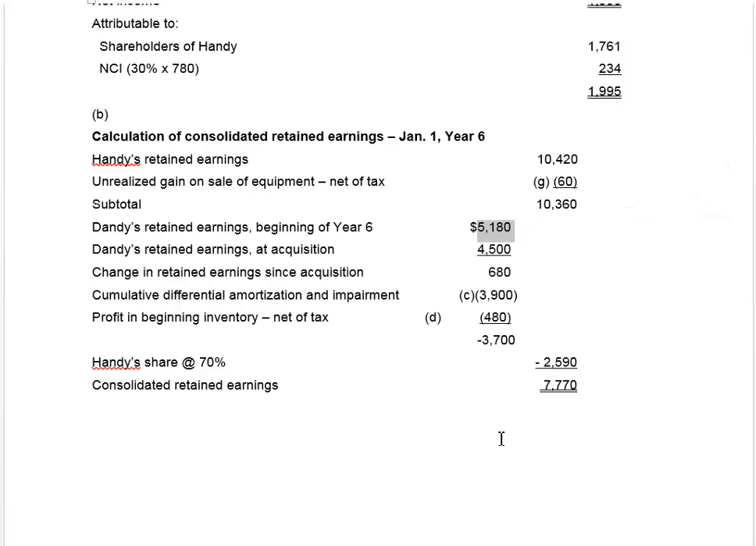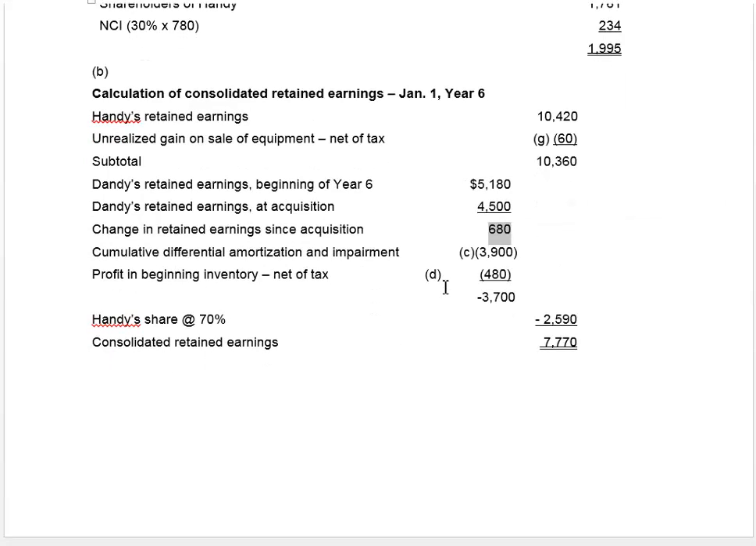Their retained earnings at the beginning of year 6, but we can only recognize our share as the parent of the post-acquisition retained earnings. So the sub came to us with $4,500 at the date we became related, but we can only recognize our share of this $680, but it needs to be adjusted for two things. Number one, for the cumulative acquisition differential amortizations, including any impairment losses.